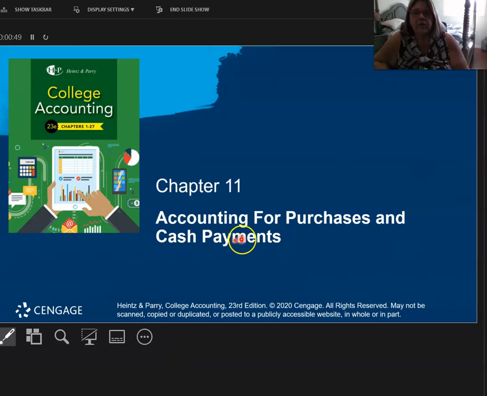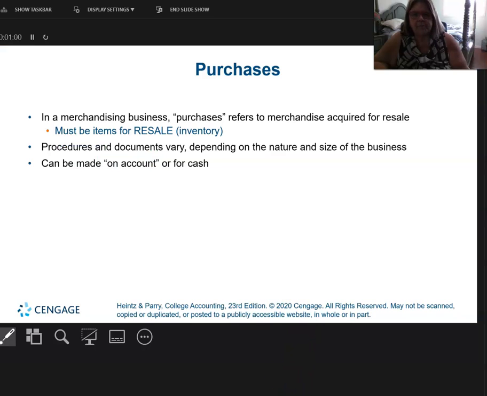So Chapter 11 is accounting for, well, let's back up. In Chapter 11, we're going to figure out how to account for purchases. This is when I'm buying product. Chapter 10 was when I was selling product. So now I'm going to be buying product. This is called purchasing or purchases.